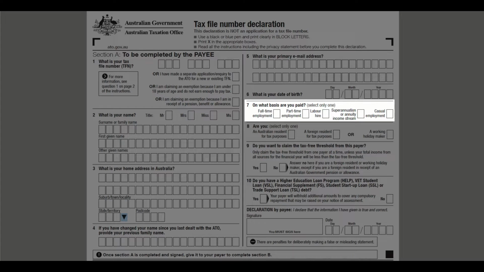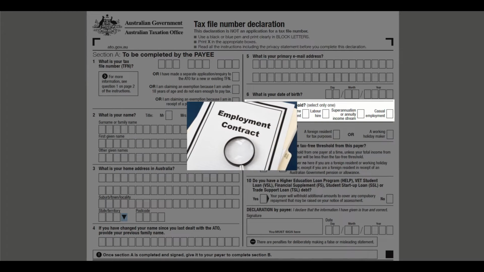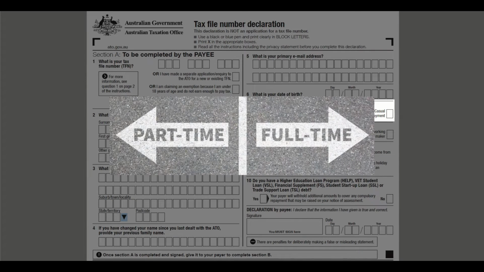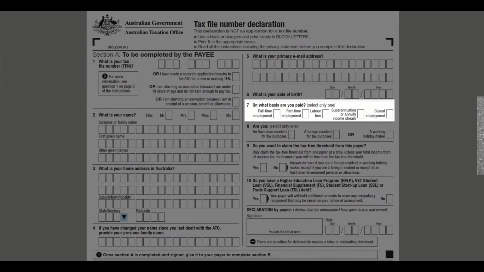If you're not sure of what basis you're paid on, you should check with your employer or refer to your employment contract. Remember, if your employment basis changes during your current employment at the same employer, you can complete a new TFN declaration anytime to update this employment basis, or any other details I mentioned later on.